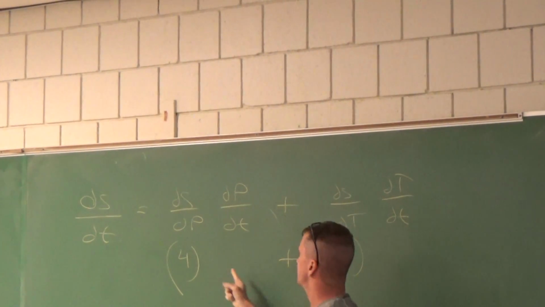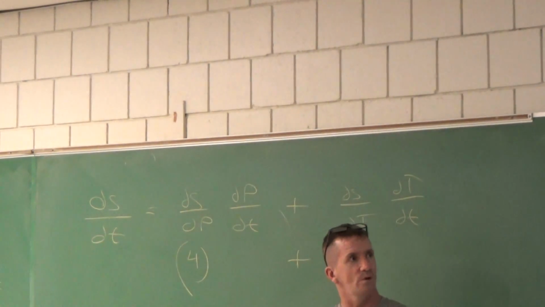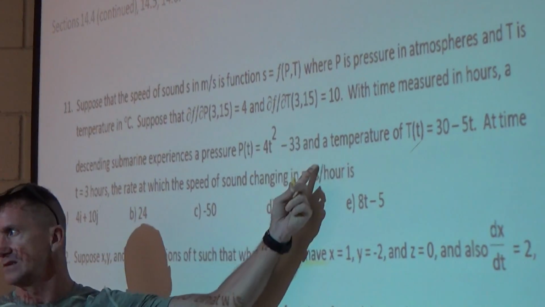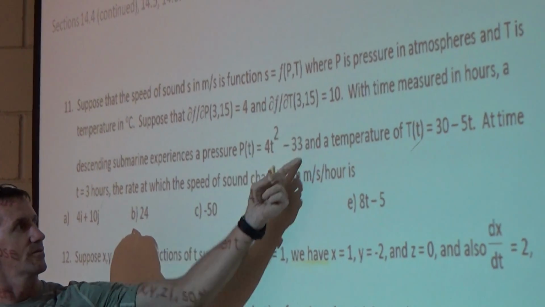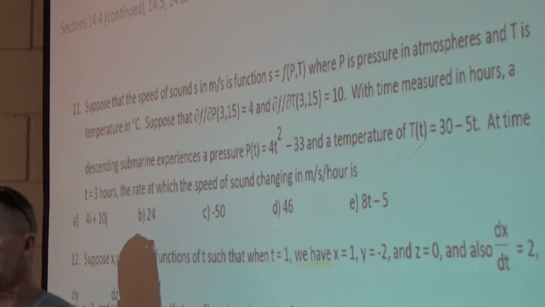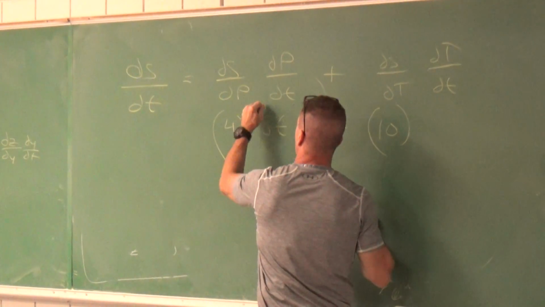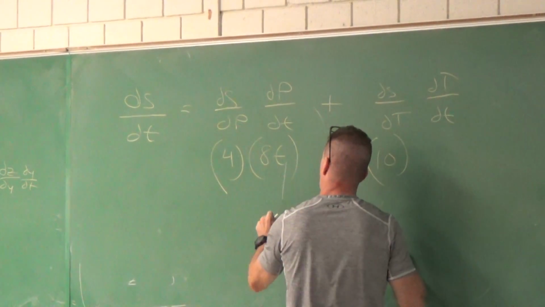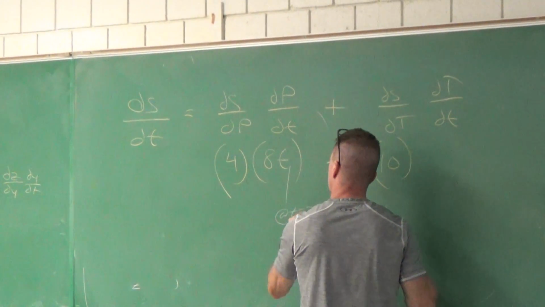But how do I get these? What's the derivative of P with respect to T? And you're like, gosh, this is a lot easier than the last one. What's that derivative? Just 2T? And what do I gotta plug in? What was the time they asked for? So I'll drop a line. What do I gotta plug in here? 3. At 3. T equal to 3? Okay, so we'll plug in that 3 there.